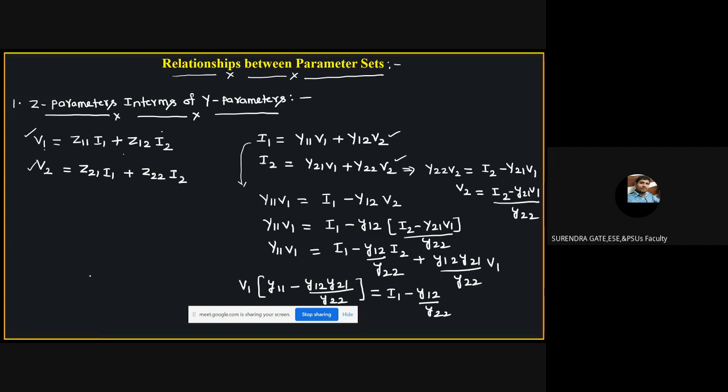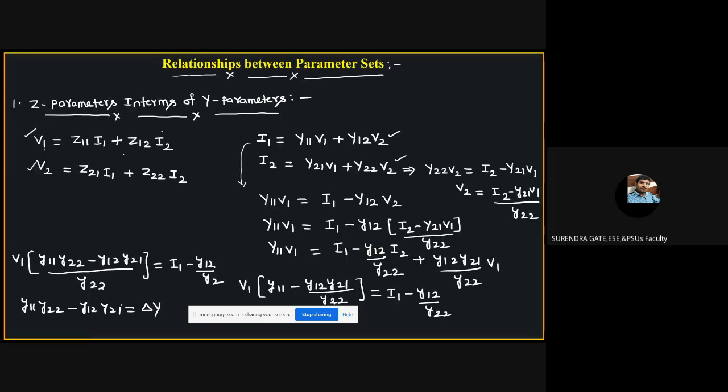Then I'm simplifying like this. V1 into (Y11 into Y22 minus Y12 into Y21) by Y22 is equal to I1 minus Y12 by Y22 I2. Here Y11 into Y22 minus Y12 into Y21 is equal to delta Y. Then from this, what can I write, students? V1 into delta Y by Y22.